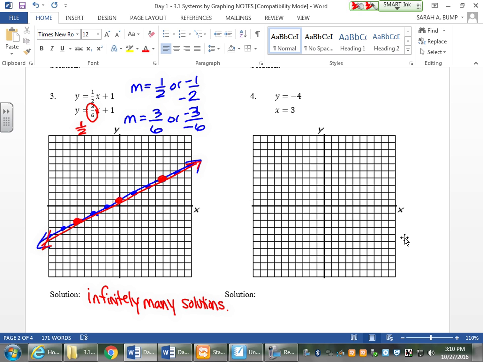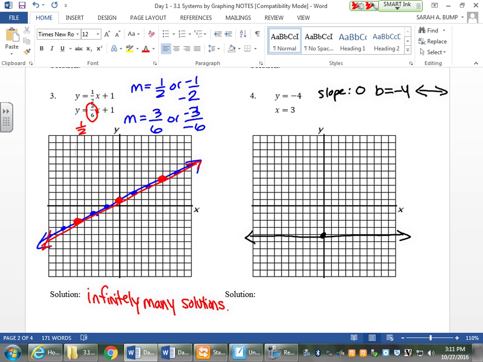Moving on to number 4, these are special lines. These are going to be horizontal and vertical. Number 4 has a slope of 0 and a y-intercept of negative 4. So you would graph that by going to negative 4 on the y-axis, and if it has a 0 slope, it is a horizontal line. So you would just draw a horizontal line through the y value of negative 4.